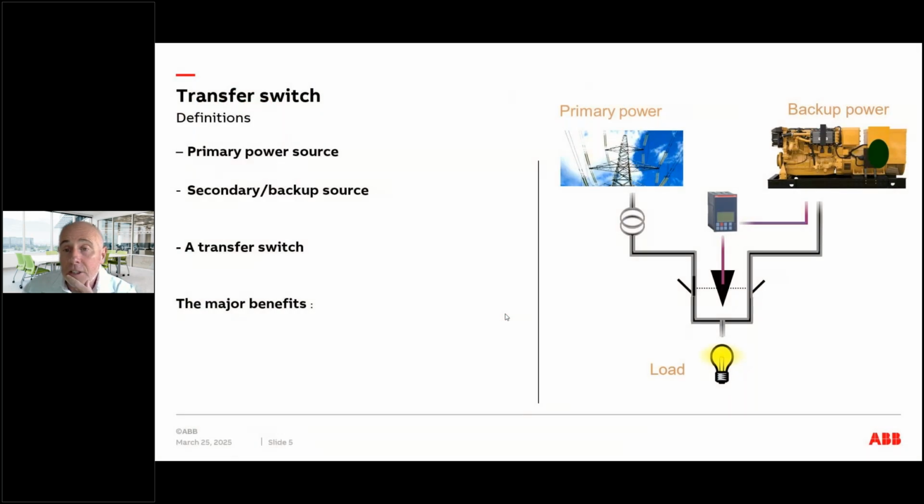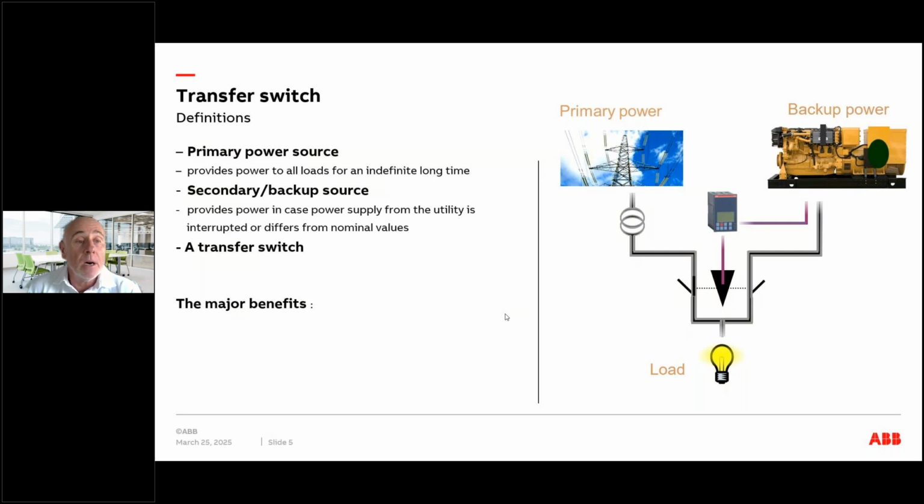Those of you who are in the electrical industry will know these or have an appreciation of these, but there may be some on the call who may not. Some of the standard definitions you come across in this topic: the primary power source provides power to all loads for an indefinite long time. The next definition is the secondary or backup source, which provides power in case power supplied from the utility is interrupted or differs from nominal values.